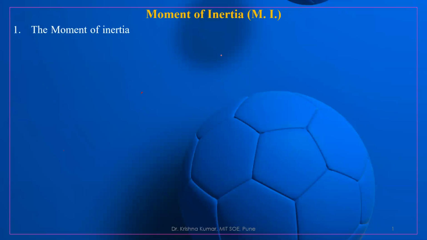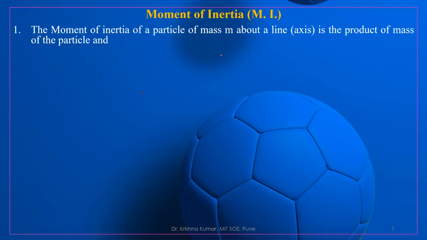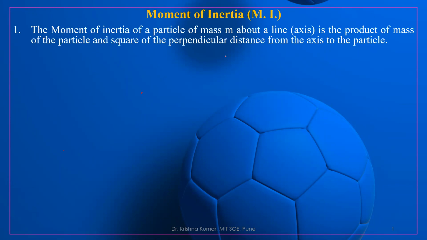So, moment of inertia. The moment of inertia of a particle of mass m about a line or axis is the product of the mass of the particle and the square of the perpendicular distance from the axis to the particle. What is that? Let us see here. Suppose we have a particle, and this is the axis. We want to find the moment of inertia of this particle.